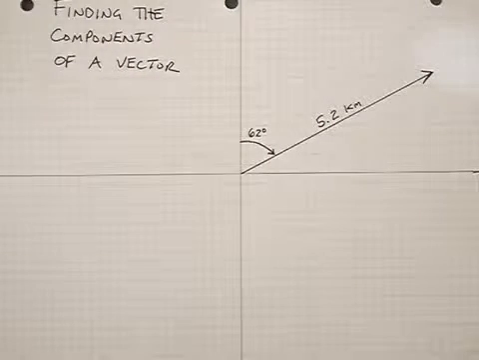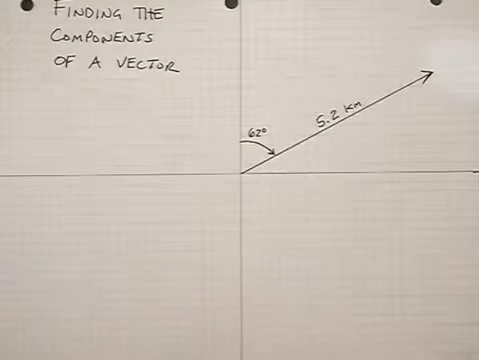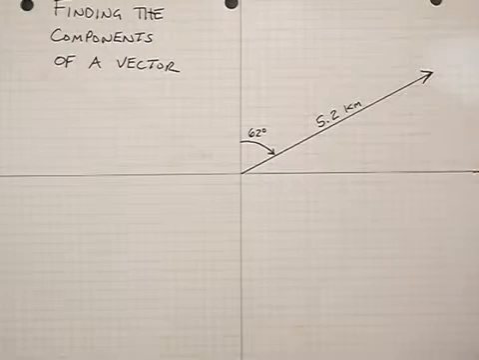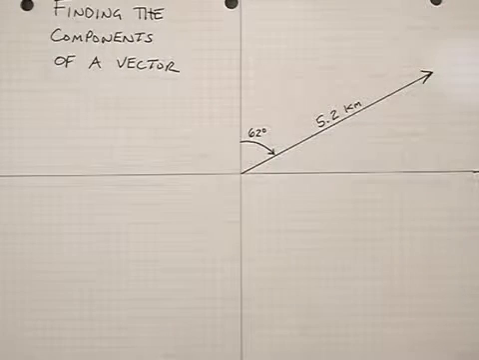Sometimes it's useful to measure what's called the components of a vector. The components of a vector basically mean the amount of the vector which is directed along the x-axis and along the y-axis. So in our first example, we have a 5.2 kilometer vector which is pointing in a direction of 62 degrees clockwise from the positive y-axis.